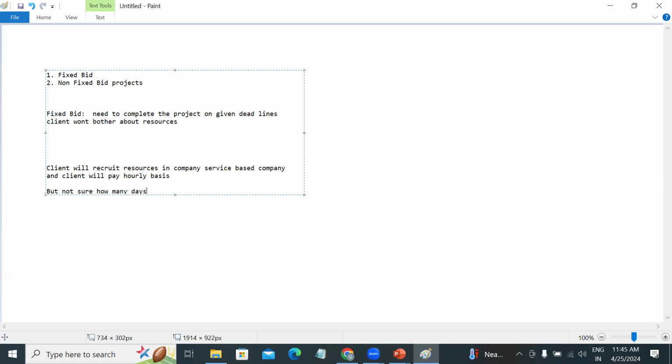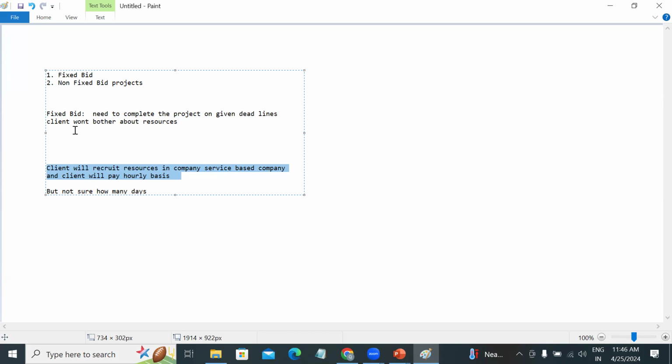Time is not fixed here. Only the cost is fixed, on an hourly basis. Resources are fixed, that's it. Are you getting my point, right? There are 2 types of projects: fixed bid projects and non-fixed bid projects. Here, time is fixed and cost is fixed, but how many resources have to work is not a concern for the client. But in the other, however many resources are working and however many hours they work, the client will pay. Whether it continues for 1 year or 2 years or 3 years, we don't know. So these are non-fixed bid projects.